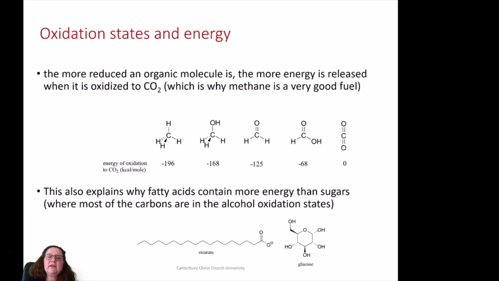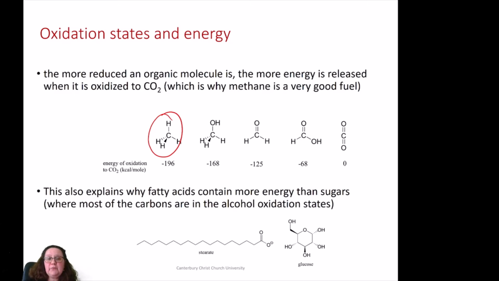The more reduced an organic molecule is, the higher the hydrogen content of that carbon, the more energy is released when it is oxidized. And this is why methane, for example, natural gas, is such a good fuel, because that carbon is as reduced as it can possibly be. And I've got here some examples of the energy liberated in the reaction of those particular compounds to form CO2. And as you can see, the higher the number of hydrogens attached to that carbon, the more energy gets released. Those are all exothermic reactions.